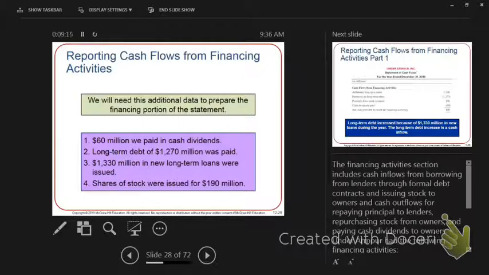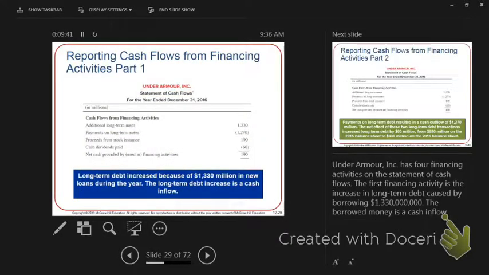What's going to show for the $60 million in cash dividends? It's going out, okay. And we're going to subtract it. It's going down. Right. What about paying back $1.2 million? We're going to subtract that because we paid back a loan. Here we took out another loan, so we're going to add it. And then we issued shares of stock, so we're going to add it. So in the end, we had $190,000 in financing. So that's not that much.